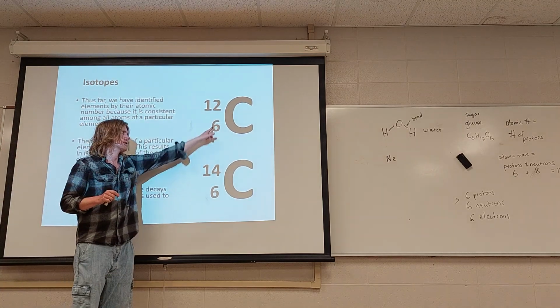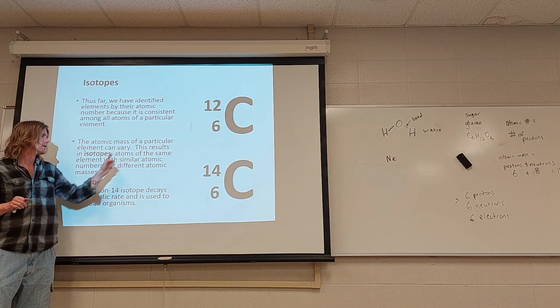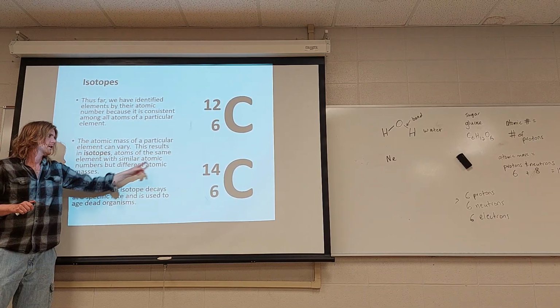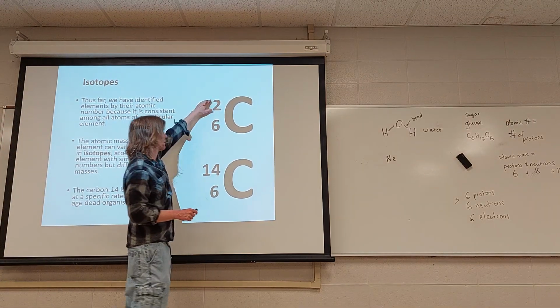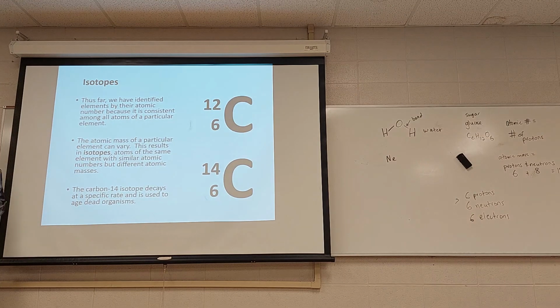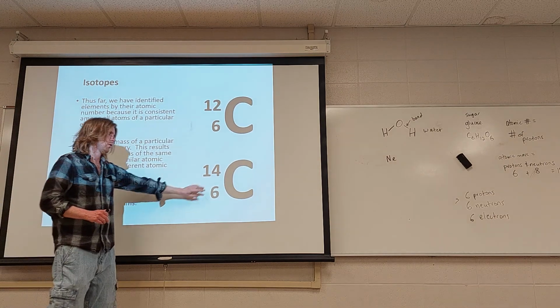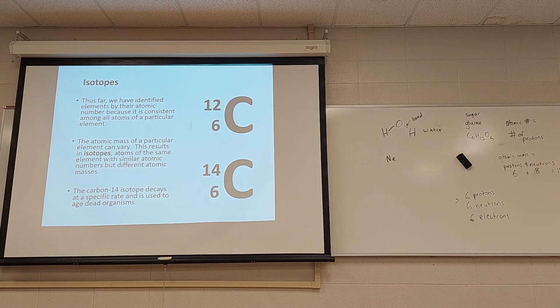And again, note that the atomic number is identical, always is. But isotopes are when you have the same element with similar atomic numbers but different atomic masses, right? Different mass numbers here. And so they can respond and react differently, even though they're both carbon, because they are differing in the number of neutrons. And again, carbon-14 can be used to date organisms that have decayed because it decays at a specific rate.